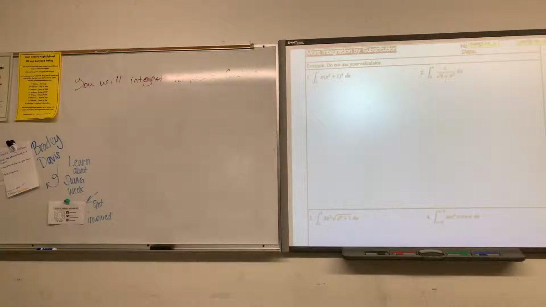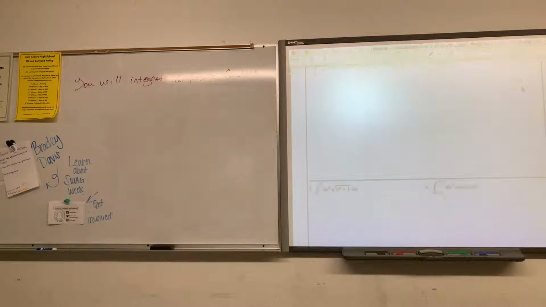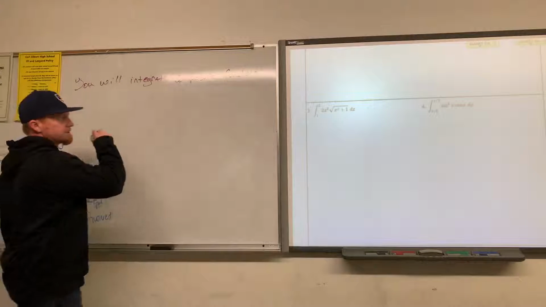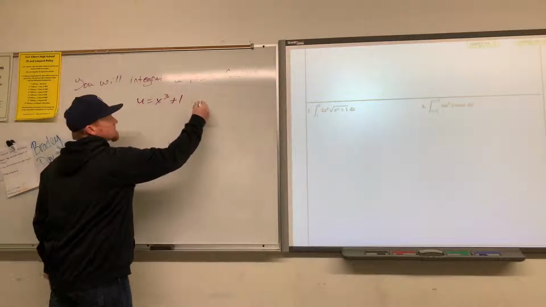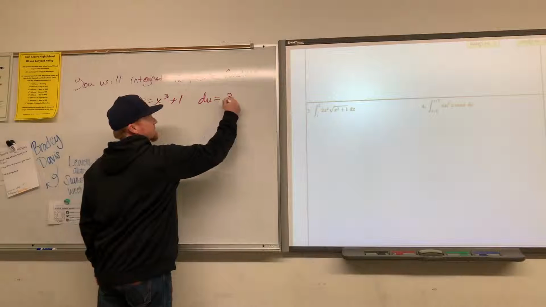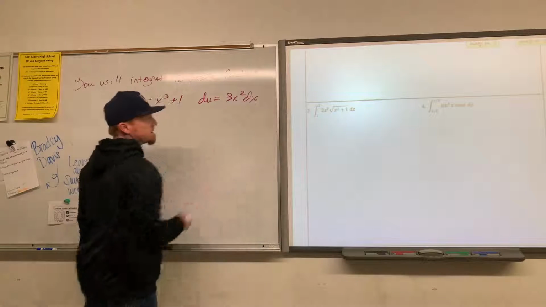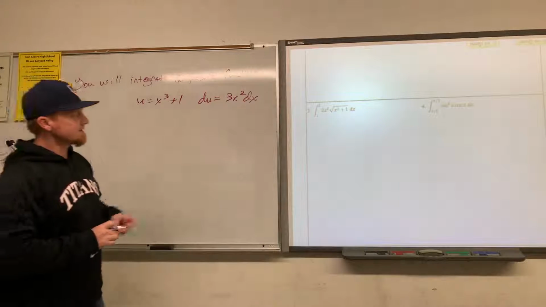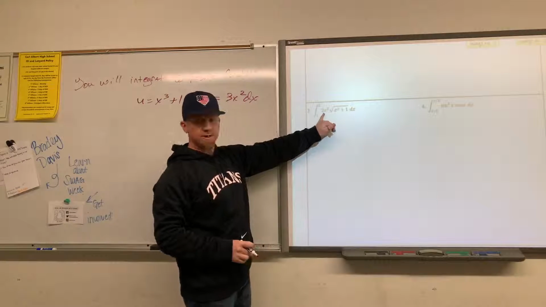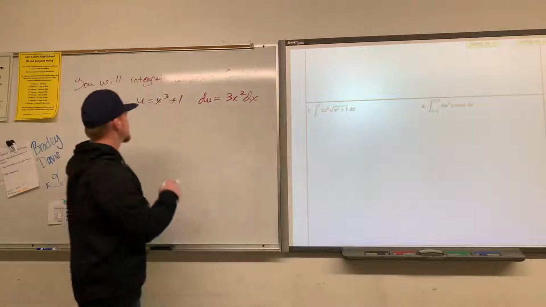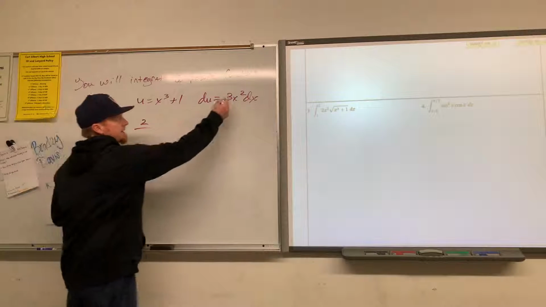Alright, number 3. Inside function on number 3, excuse me, is x cubed plus 1. So that means du is going to be 3x squared dx. In my problem, I've got an x squared, I've got a dx, I do not have a 3. So that means the 2 needs to come out, and I need to get rid of this 3.